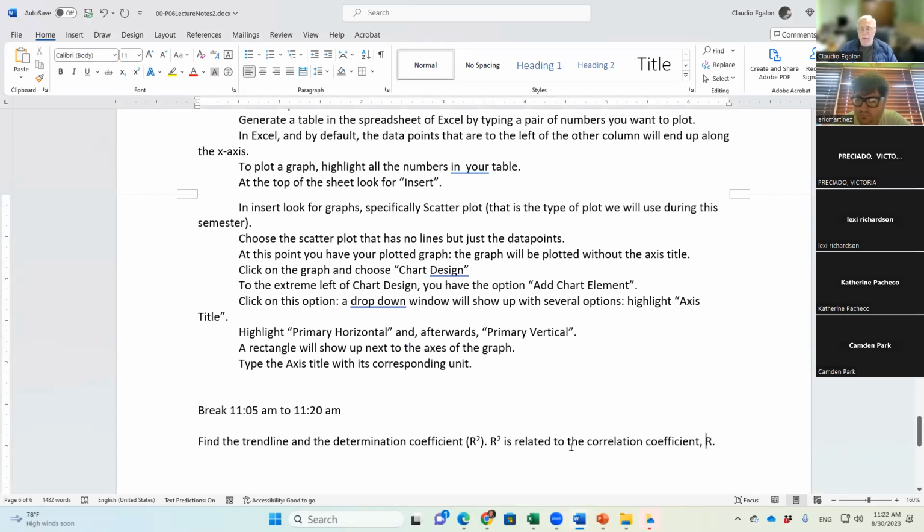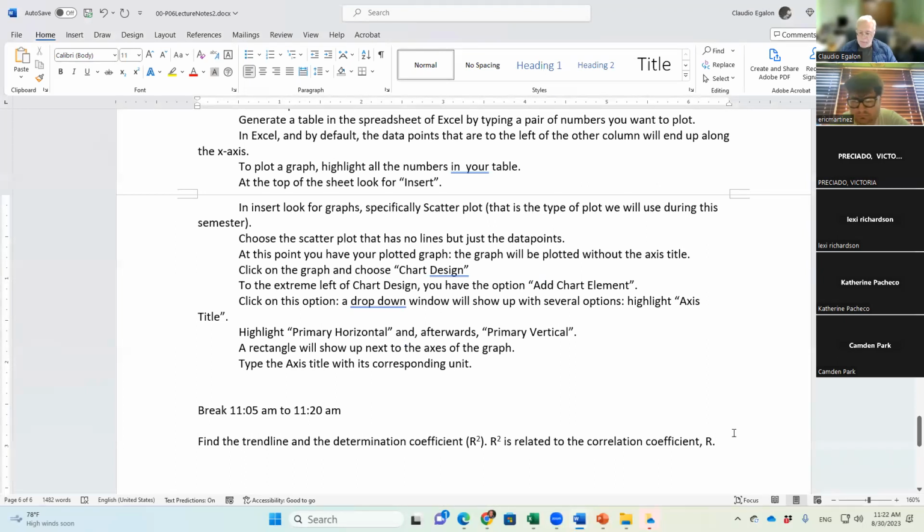So for some reason, Excel plots the R square instead of the R, okay? For some reason, I do not know why. They have chosen to use the R square instead of the R. But it's a straightforward relation, right? The determination coefficient is equal to the square of the correlation coefficient.